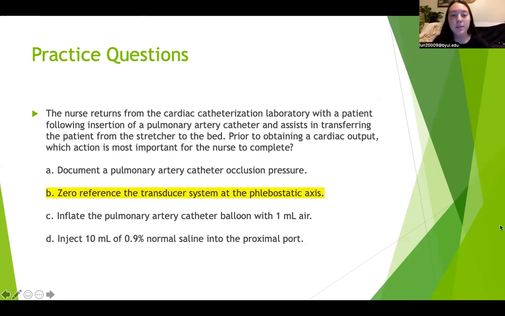Okay, so the nurse returns from the cardiac cath lab with a patient following the insertion of a pulmonary artery catheter and transfers the patient from stretcher to bed. Prior to obtaining a cardiac output, which action is the most important for the nurse to complete? So the answer is zeroing, referencing the transducer system at the phlebostatic axis. So like I said, when you transfer somebody or they go to get radiography and come back, you want to make sure again to position that transducer at that zero level phlebostatic axis, fourth intercostal space, mid-axillary line, lining up with the right atrium. And the rest of it is not indicated at this point.